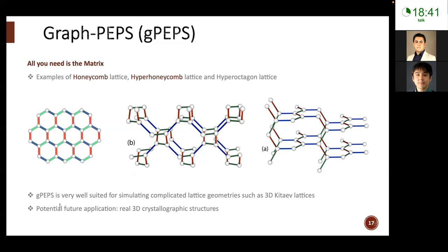And of course, this technique has very good potential to also be applied to real 3D crystallographic lattice structures. You just have to provide the unit cell of your crystallographic structure and then build the structure matrix out of it, and that's it. And then you could apply the tensor network techniques to these structures.